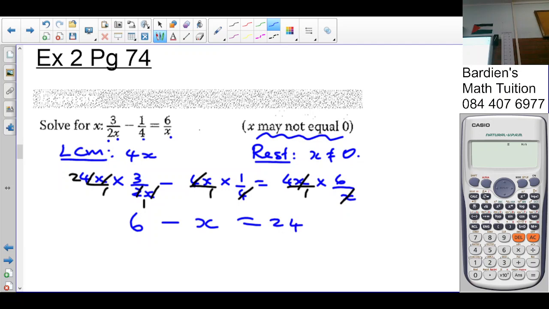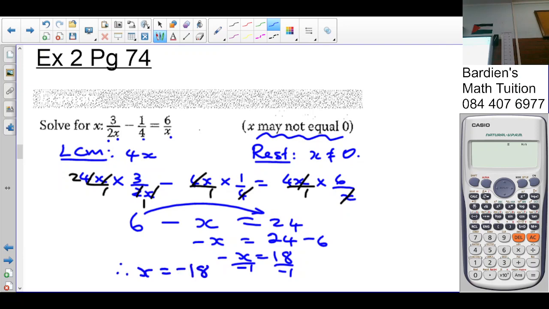You see that? So what do I do now? X is one side, number is the other side. So negative x equal to 24 minus 6. What's 24 minus 6? 18. Divide by negative 1 both sides. Therefore x equal to negative 18. Is that correct? You don't just say yes. You wrote down the sum from the board. I will say it's here, right? Negative 18 is correct.